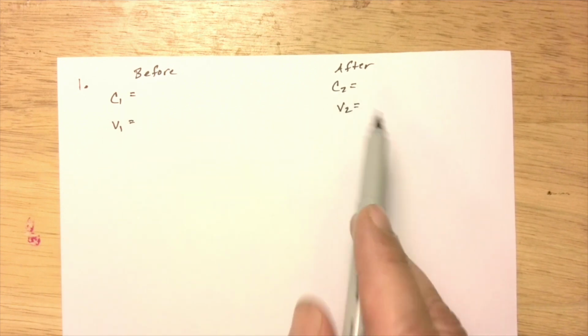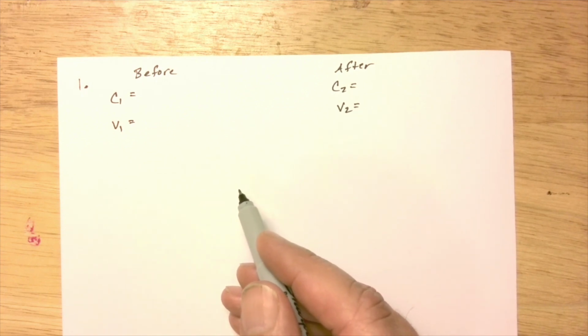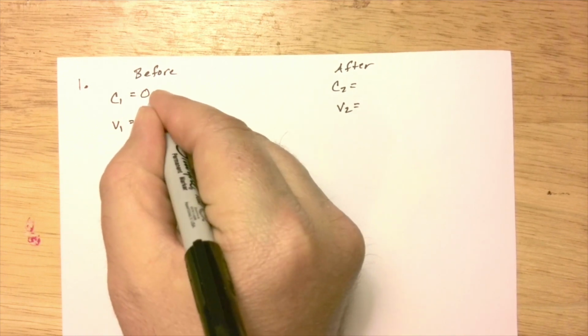All right, so when you look at the first problem, just write down the information that you have. So you have a 0.12 molar, and that's your starting concentration.